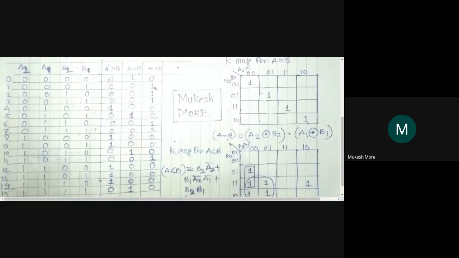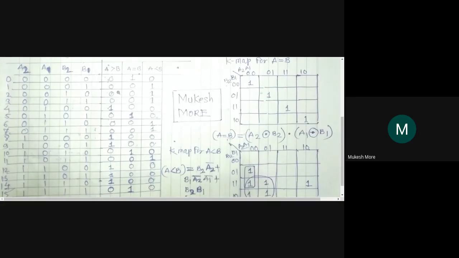In the last column, A is less than B. How many times is B greater? It is 6 times. So A is greater 6 times, B is greater 6 times. And how many times both are equal? It is 4. 1, 2, 3, 4. Okay. So 6 times A is greater, 6 times B is greater, and 4 times both are equal. So if you add these, 6 plus 6 plus 4, it is equal to 16 because we have only 16 numbers. Okay.